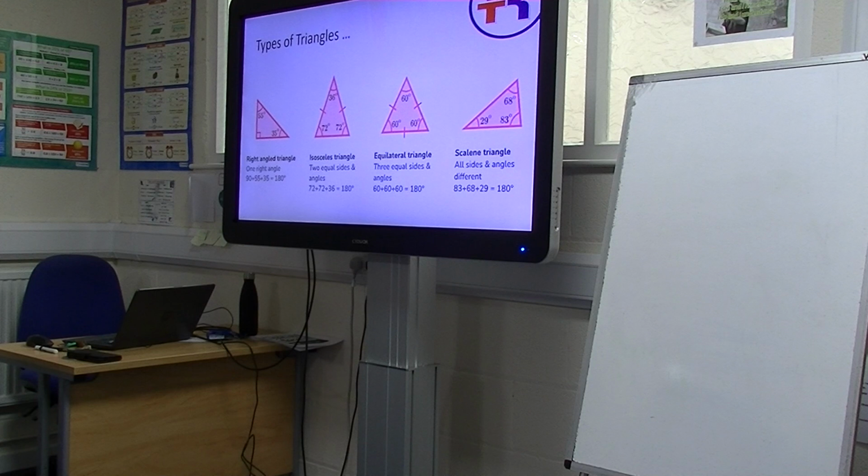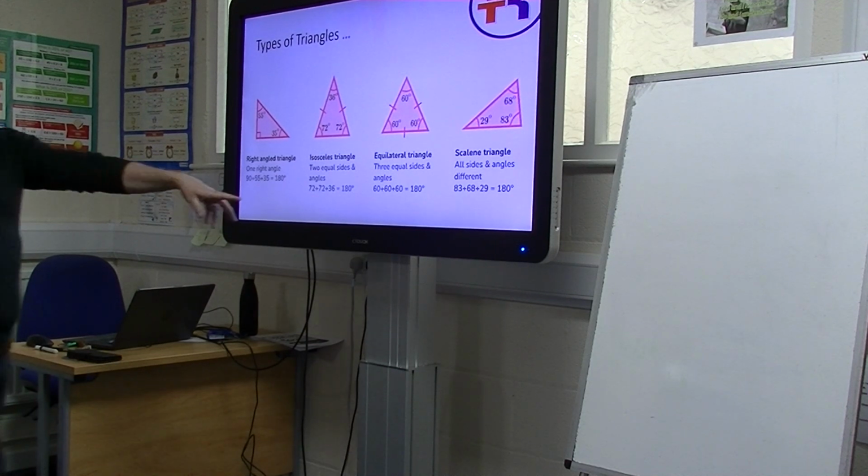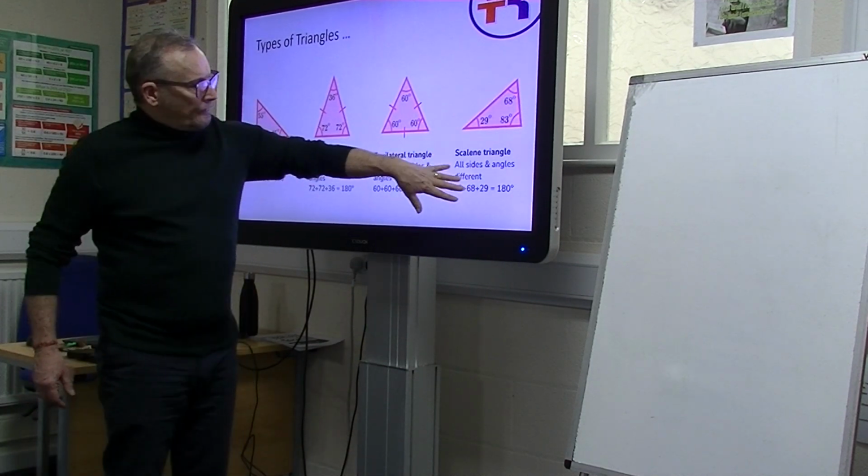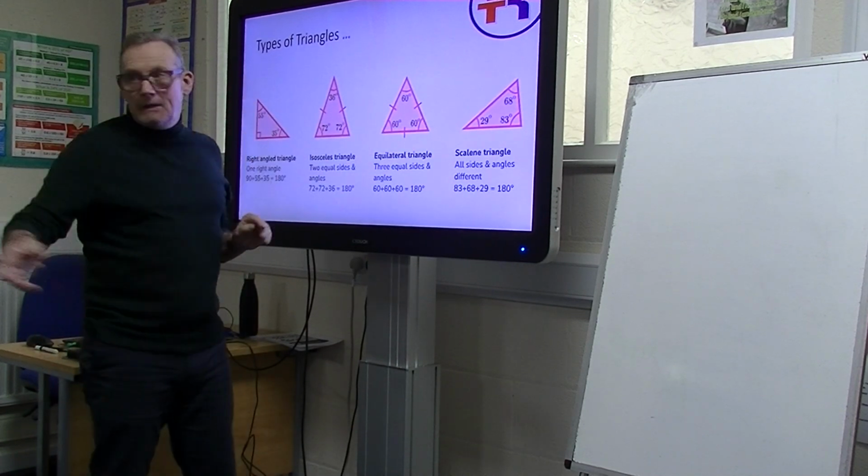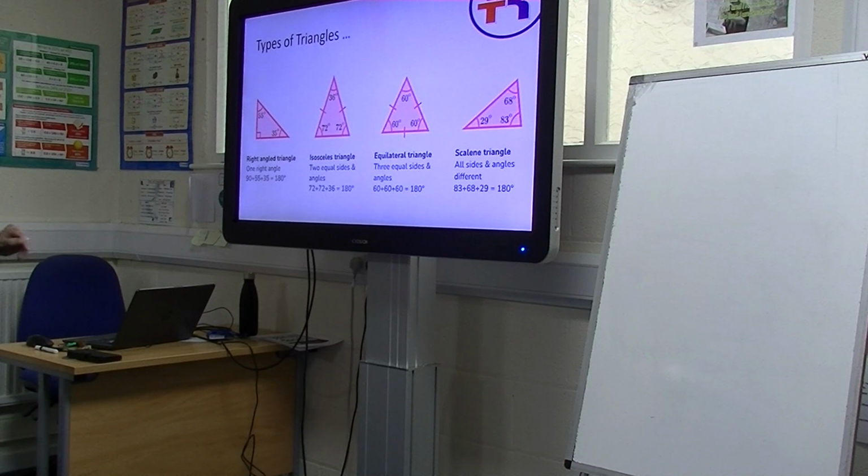Okay? And then this is what's called a scalene triangle, pretty uncommon. It's like a triangle that's kind of a little bit, to use the word we had before, wonky, where all the sides and all the angles are different. So they're the types of triangles that you'll need to recognise. Okay?